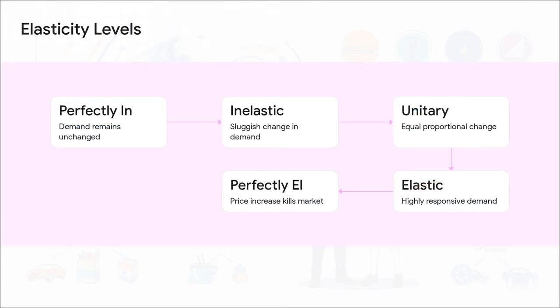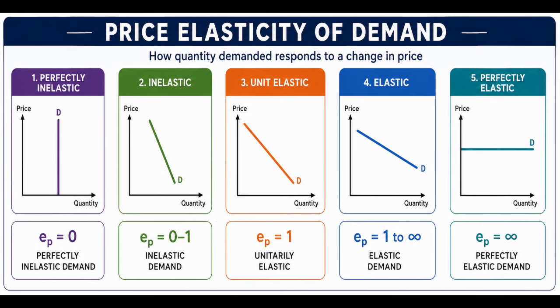This wildly different behavior happens because elasticity actually operates on a sliding scale, falling into 5 distinct categories. At one extreme, you have perfectly inelastic demand. That's a vertical line where quantity doesn't budge even a tiny bit, no matter what happens to the price. Moving down the scale, you get inelastic demand, where the coefficient is less than 1. Quantity responds, but it's pretty sluggish. Then we hit the midpoint, which is unitary.